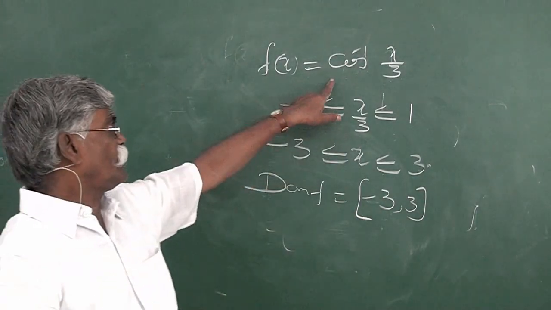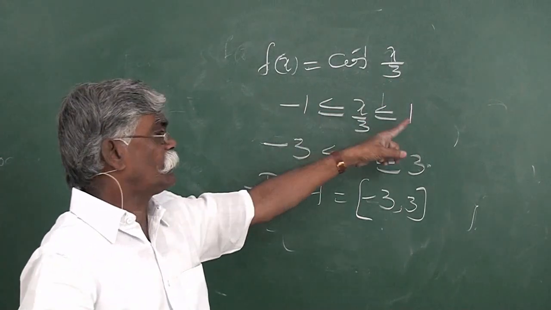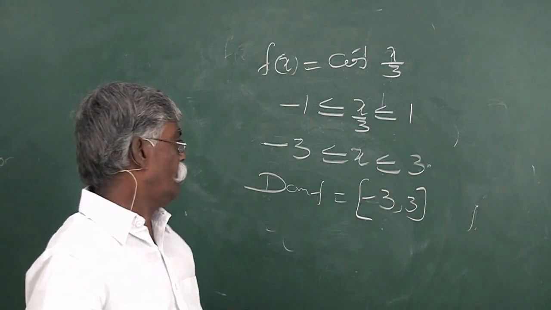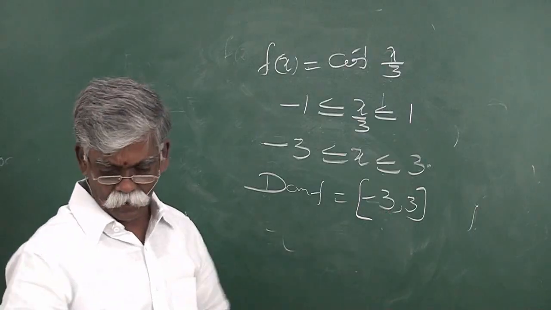So, cos inverse x by 3 lies between minus 1 and 1. So, therefore, x lies between minus 3 and 3. Therefore, the domain of the given function is minus 3, 3.